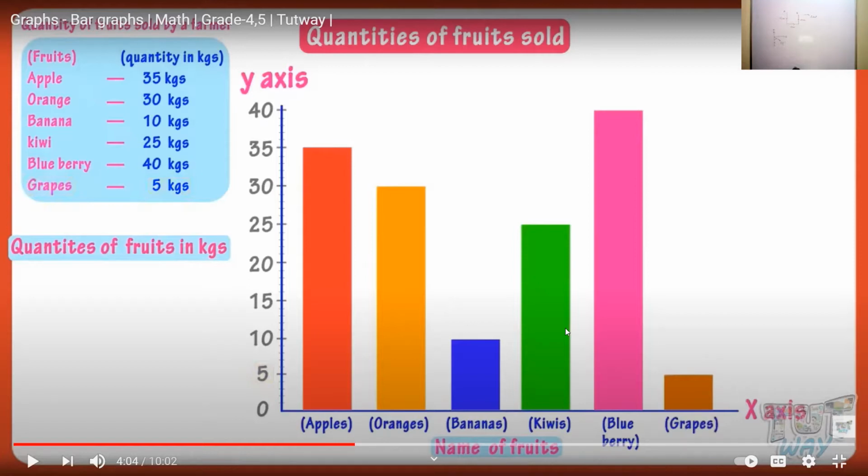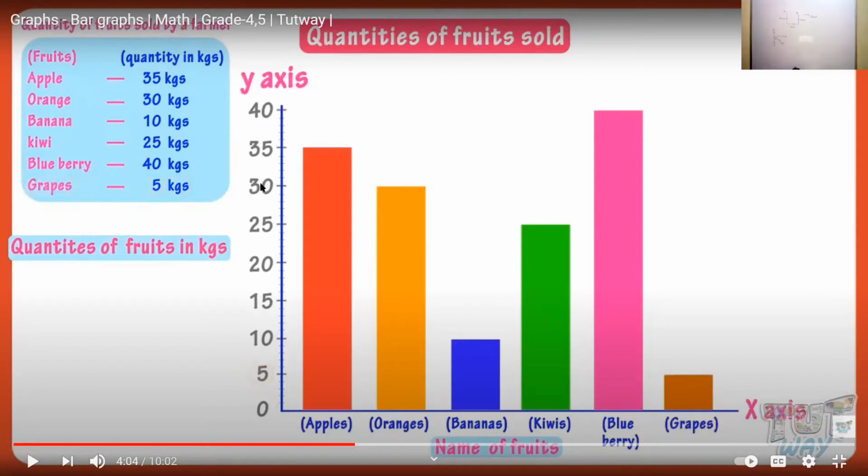Yes, sir, clear. And on the y axis we always write the numbers. These numbers are written on the y axis. This is actually a scale. You can vary the scale according to the data information given in the question. So this is known as a table. So how many apples were sold? 35 kg of apples were sold. So this much quantity of apples were sold.